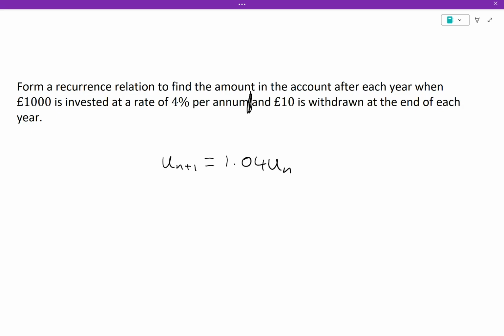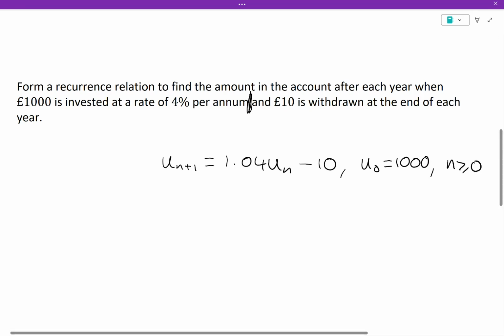But then it's saying that £10 is withdrawn at the end of each year. So at the end of a year, you're going to get the 4% interest added, but then you're also going to withdraw £10. So to reflect the withdrawing £10, we need to subtract 10 off the amount in the account every single time. So this would be our recurrence relation, and we'd still call U0 1,000, because that initial amount hasn't changed. And we would also still state that this is valid for n same as or greater than 0.